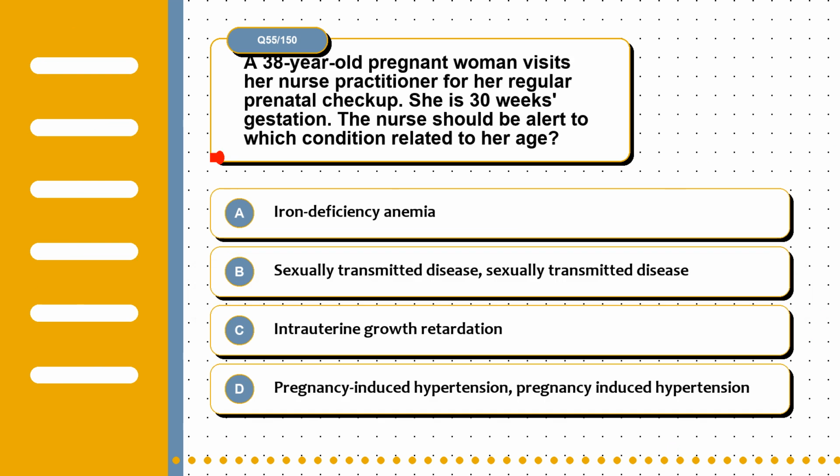Question 55. A 38-year-old pregnant woman visits her nurse practitioner for her regular prenatal checkup. She is 30 weeks gestation. The nurse should be alert to which condition related to her age? Here are the options. Option A, iron deficiency anemia. Option B, sexually transmitted disease. Option C, intrauterine growth retardation. Option D, pregnancy-induced hypertension.